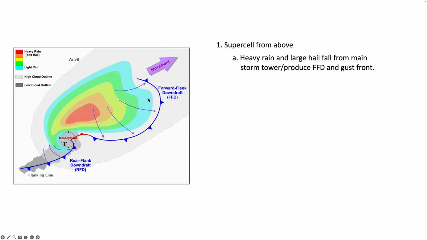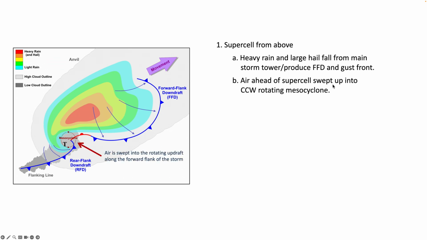And we refer to this downdraft air as the forward flank downdraft. And then here is its gust front. So these winds are extremely strong, very much rain-cooled air, and a really well-defined boundary. By the way, the movement of the entire thunderstorm, which is determined by the upper level flow, is almost always southwest to northeast. So here is our main tower and the forward flank downdraft.